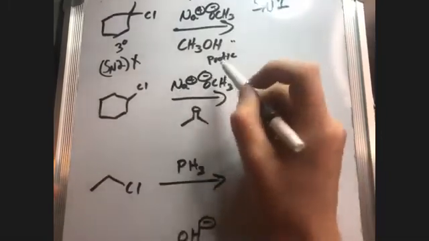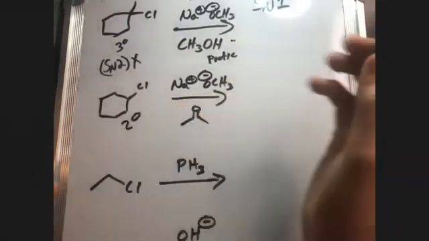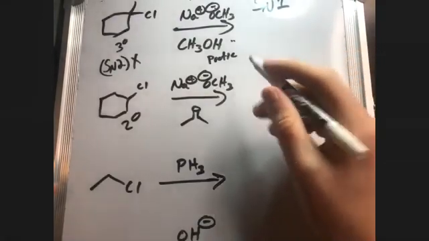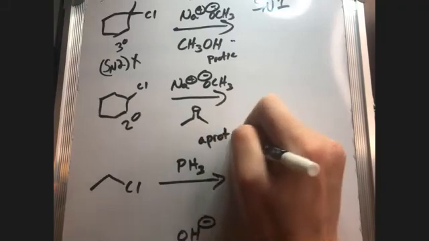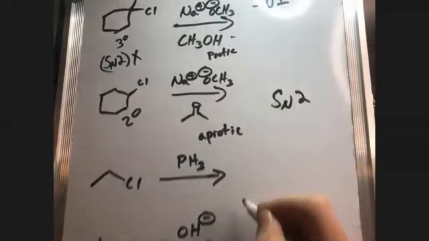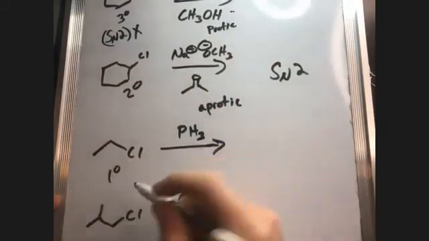And then here we have a secondary alkyl halide. So this could be anything, Sn1, Sn2. This is a great nucleophile. This is an aprotic solvent. So this is definitely Sn2. This is a primary electrophile, so it can't be Sn1.